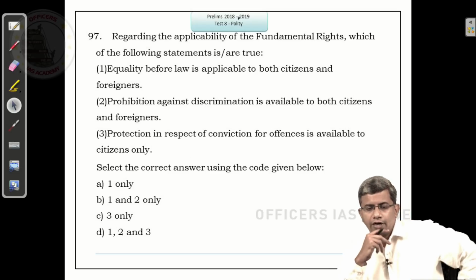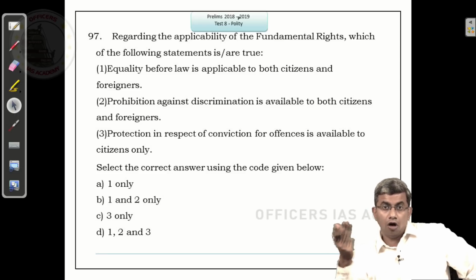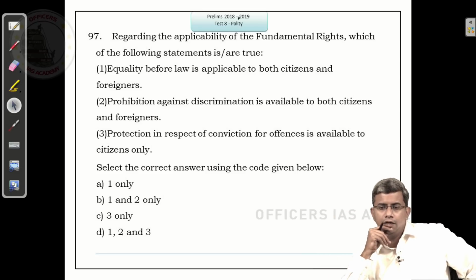Regarding the applicability of the fundamental rights, which of the following statements are true? Equality before law is applicable to both citizens and foreigners. Yes, all persons will be provided equality before law or equal protection of the laws. First statement is correct. Prohibition against discrimination is available to both citizens and foreigners. No. Prohibition against discrimination, Article 15, no discrimination. Article 16, no discrimination in public employment. But both those articles deal only with citizens. So this is prohibition against discrimination, and so it is applicable only to citizens, so the second statement is wrong.